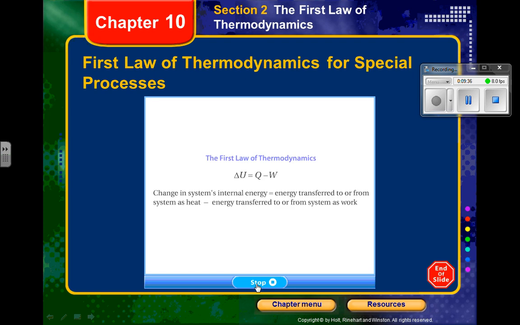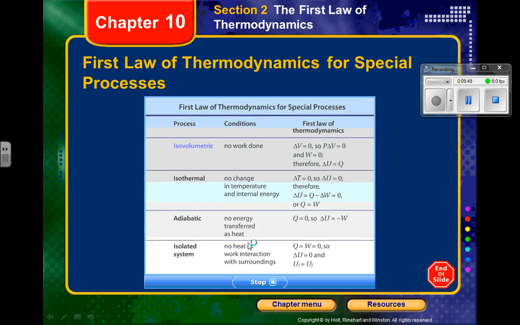The first law of thermodynamics states that the change in internal energy in a system is equal to the energy transferred to or from the system as heat, minus the work done on or by the system. Isovolumetric means same volume. Since the volume does not change, no work is done. If energy is added to the system as heat, the system's internal energy increases. If energy is removed from the system as heat, its internal energy decreases.